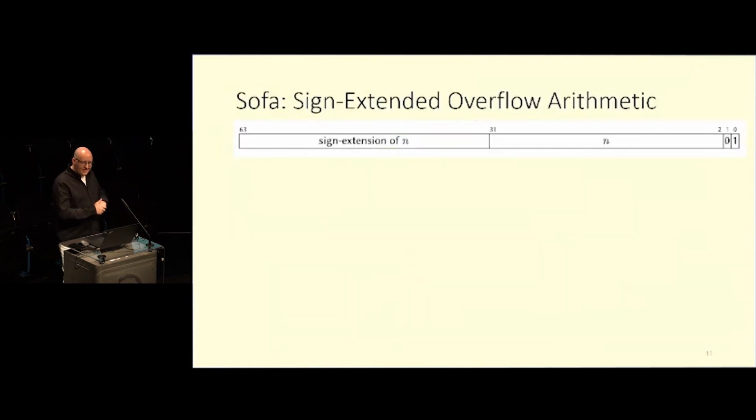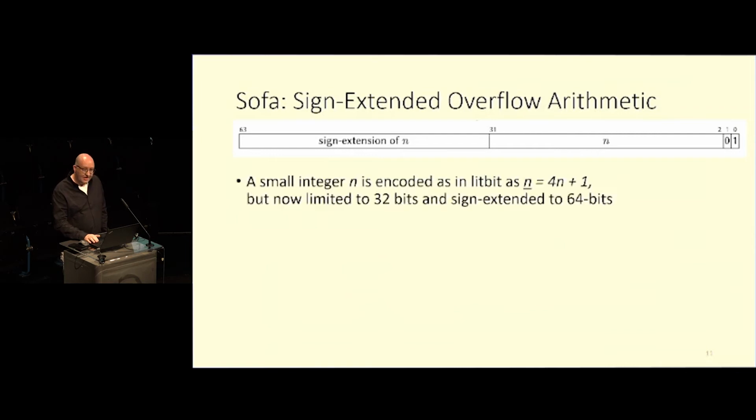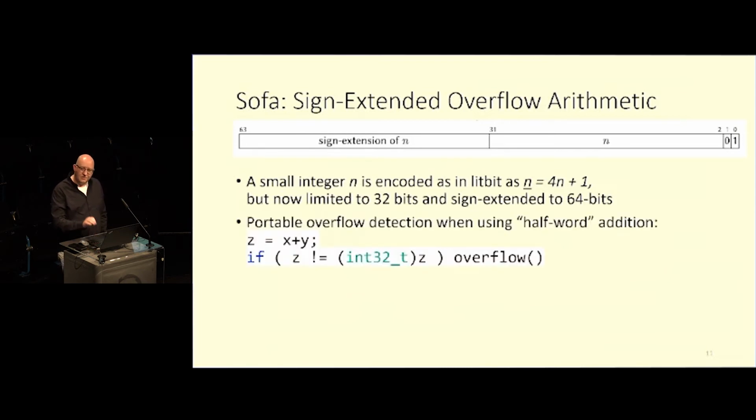Think a little bit, maybe you think of it already. Or I'm going to spoil it for you. So here it is. You can encode it like this. This is kind of an old trick too. So now I'm going to encode numbers again with the 2-bit tag in the bottom, like litbit, and still the numbers are 4n plus 1. But I limit them to 32 bits, and I sign extend up to the rest, right? And now I can do portable overflow detection. I don't need these funny built-in add overflow. I can just add 2 numbers, and then look at the result: if I sign extend the bottom 32 bits, is it actually equal to the result I got? Then I know that the addition on the 32 bits didn't overflow. This is a very portable trick to do overflow detection, but you do half-word additions.